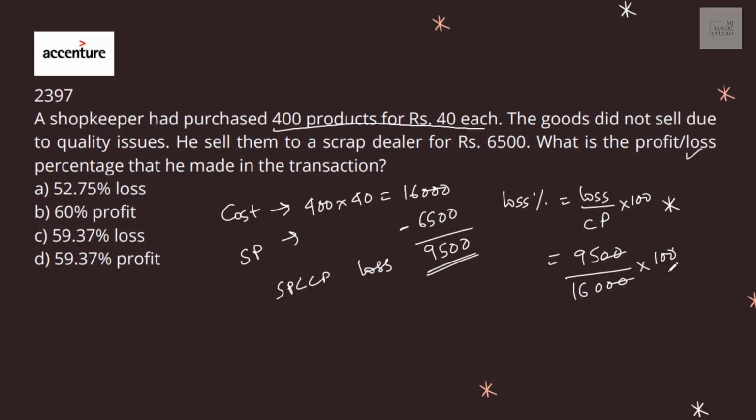If we solve it, it would be 950 by 16, that is 5 times 80 and then 59. 59.37% loss. Once I have got 59, I just look at the options and only one of the options says 59 point something. So it is 59.37% loss. That is answer C.